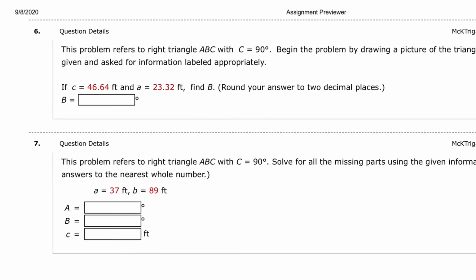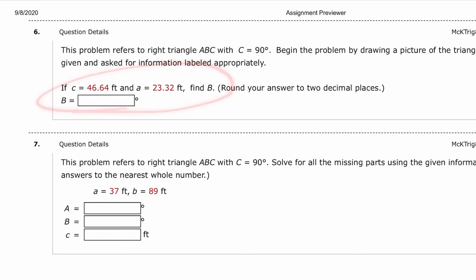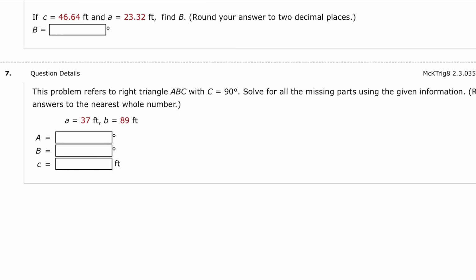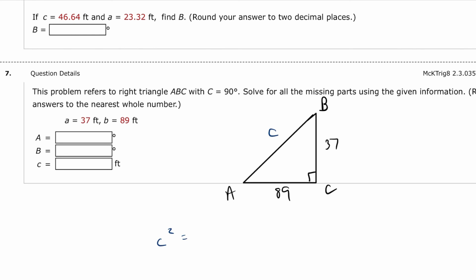All right, let's move on to the next problem. This is pretty similar to what we've been doing, so I'm just going to go ahead and let you guys do that one. Let's try the last one. So it's the same thing, but we can do this one together. There's our right triangle. We have A, B, C. They give you A, which is 37, and they give you B, which is 89. And once again, let's look for the hypotenuse by using the Pythagorean theorem. I'll call that C. C squared would be 89 squared plus 37 squared, which is 9290.